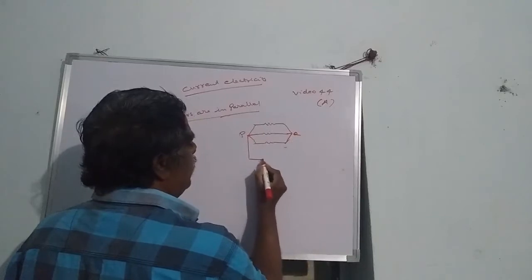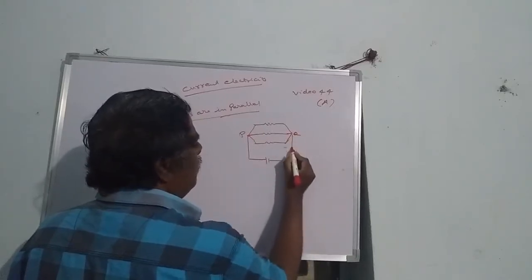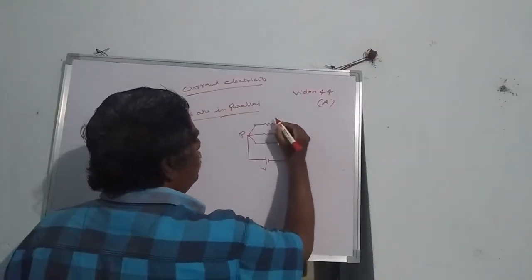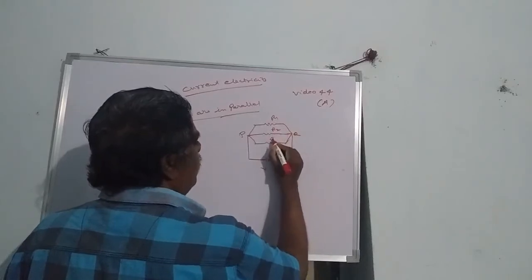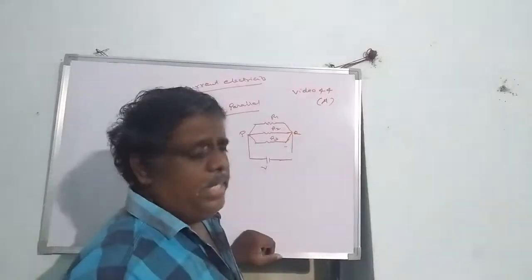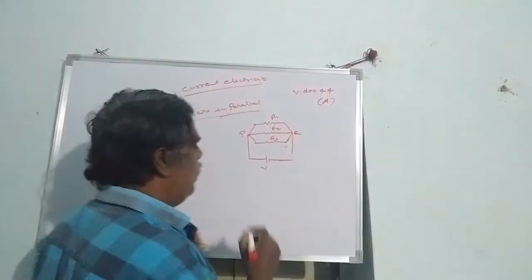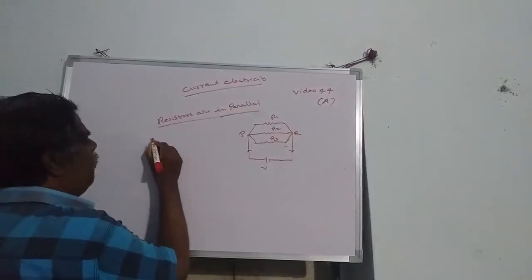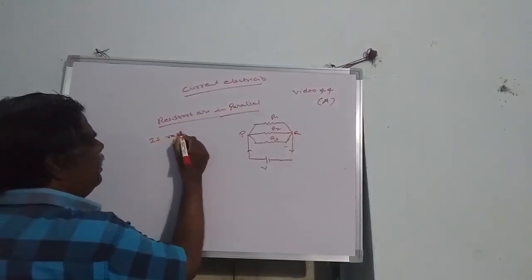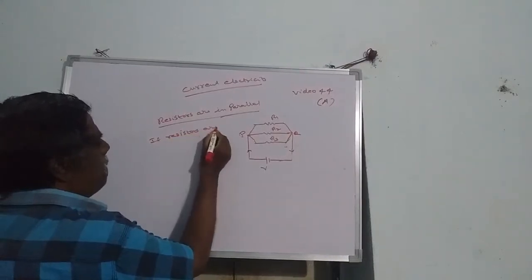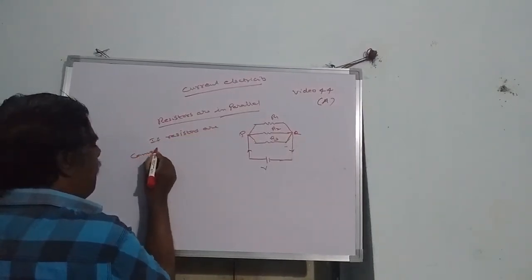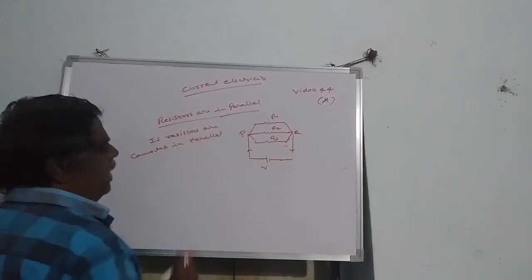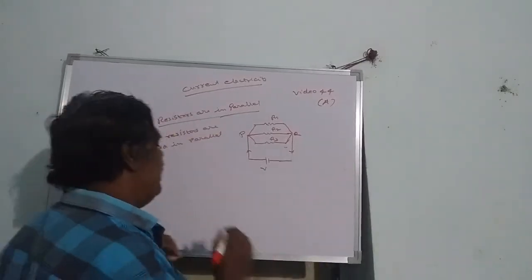Again this P and Q are connected to a cell of EMF V. Let us say the resistance of the first resistor is R1, the second one is R2, the third one is R3. Here, what is the important point we have to remember? If resistors are connected in parallel, current will be divided.